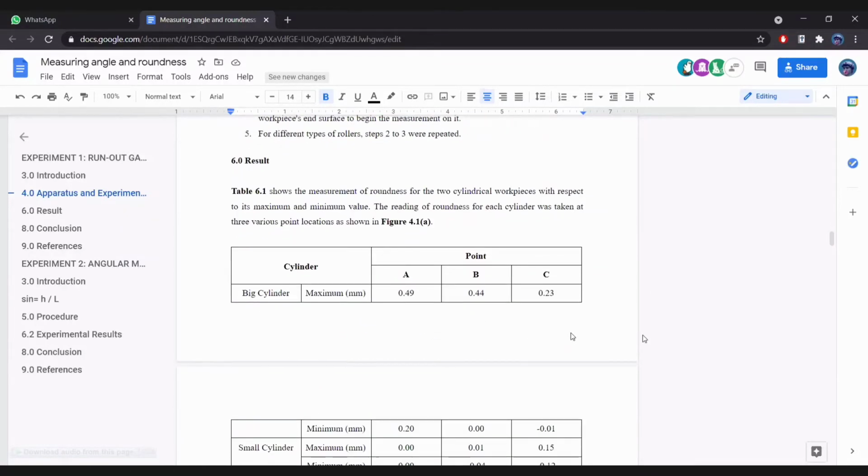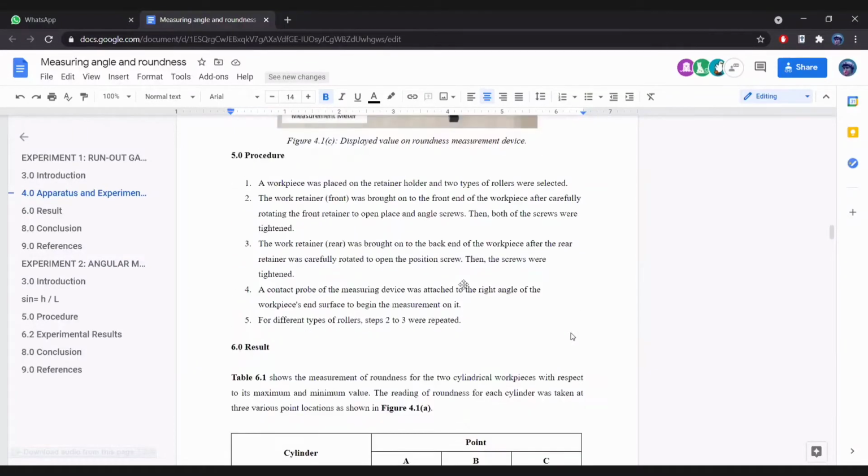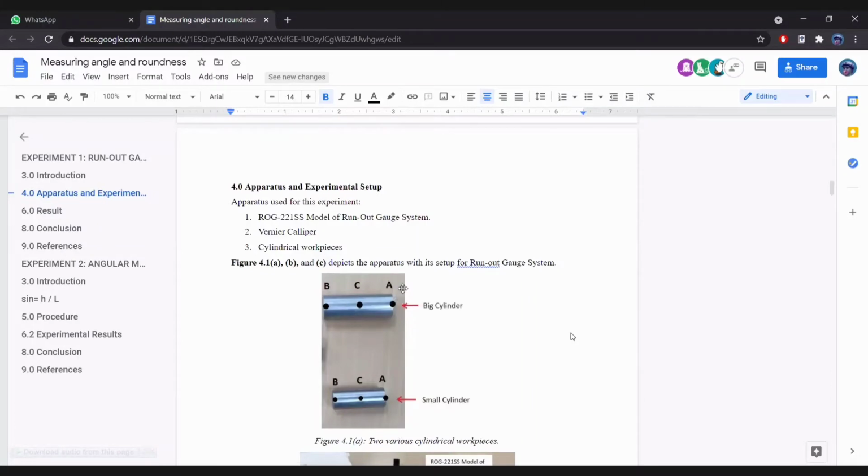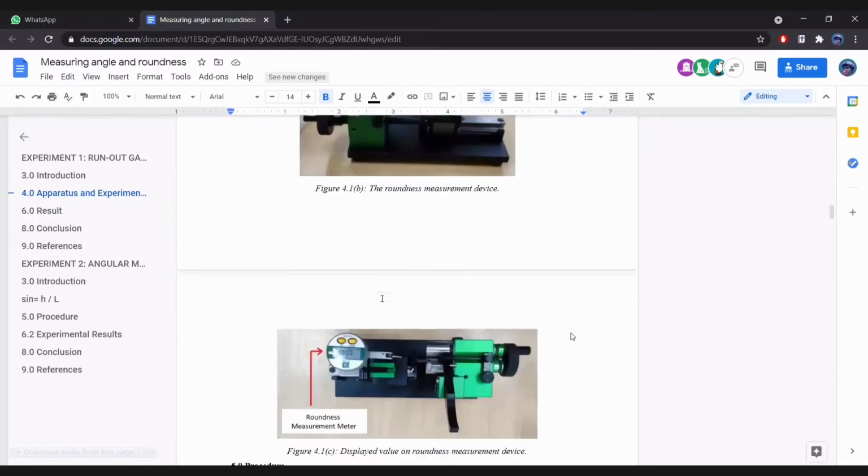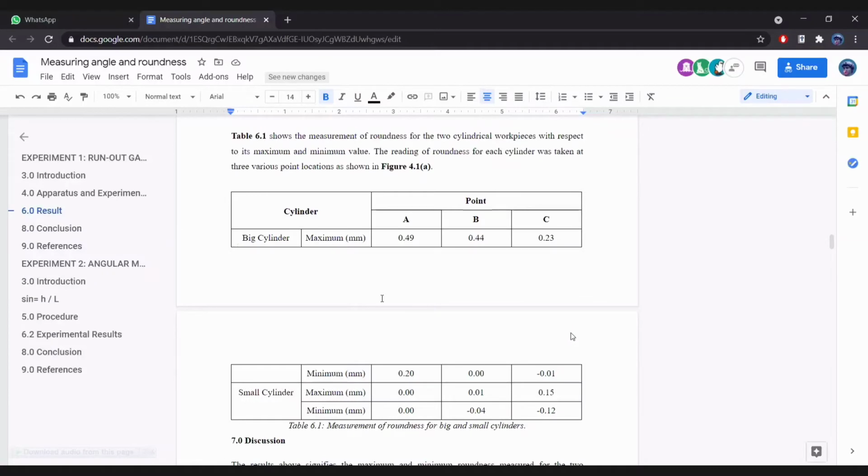For the result, we measured the roundness for the two cylinder workpieces with respect to their maximum and minimum values. We took note of the roundness readings for each cylinder, taken at three different point locations, which are points A, B, and C, the front, back, and middle. For each cylinder, we measured three different values, each consisting of a maximum and minimum.